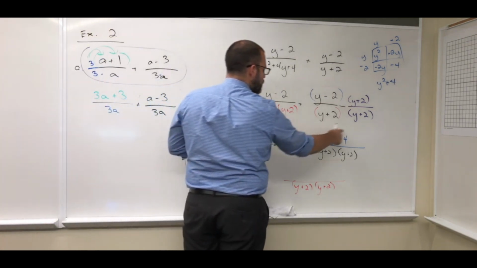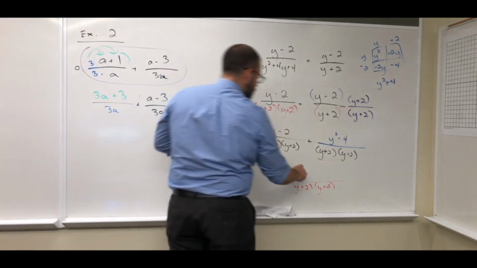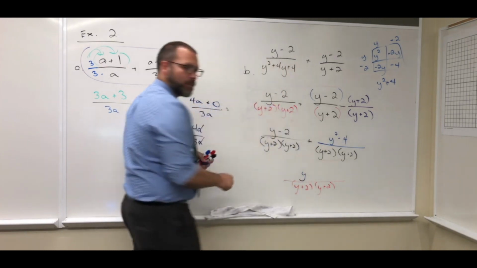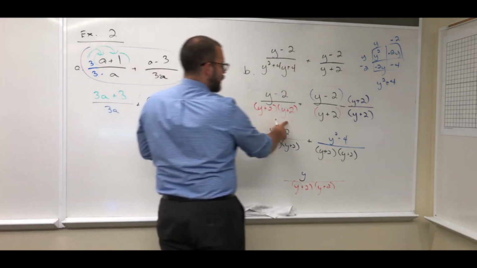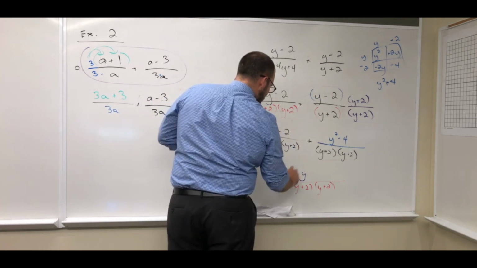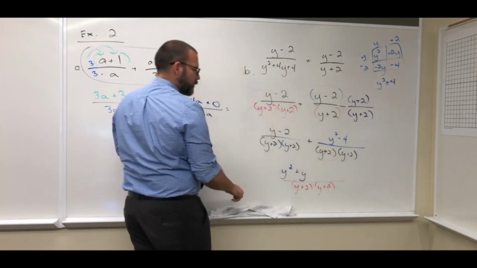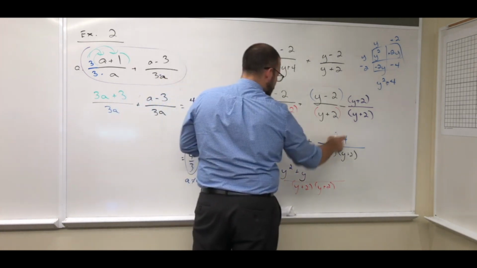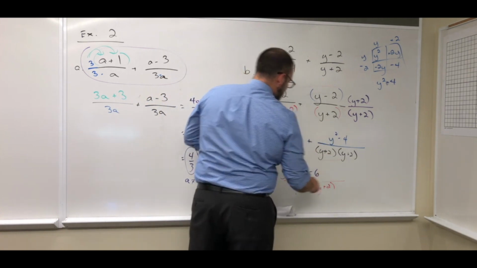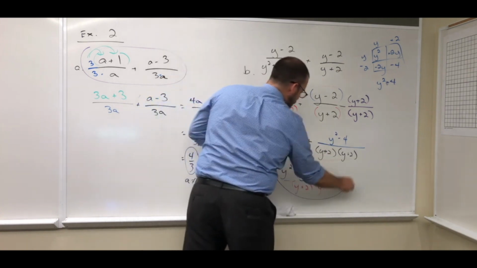There's nothing to add to the y's. There's no like terms, so I'm going to put that in the middle because that's usually where we put the y term. There's nothing that goes with the y squared, so I'm going to put that first. And then negative 2 minus 4 is negative 6.